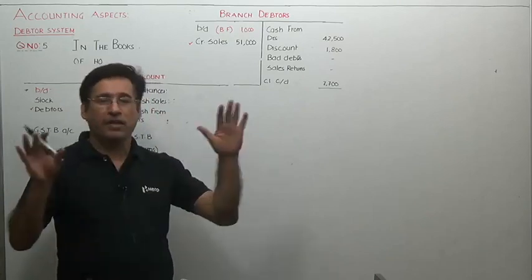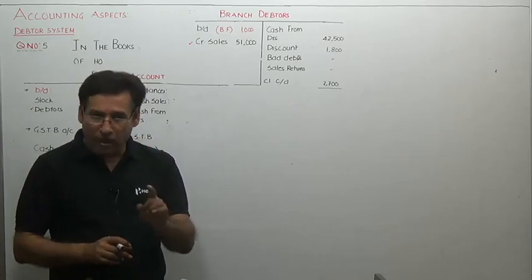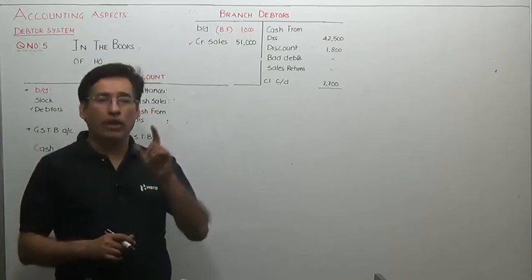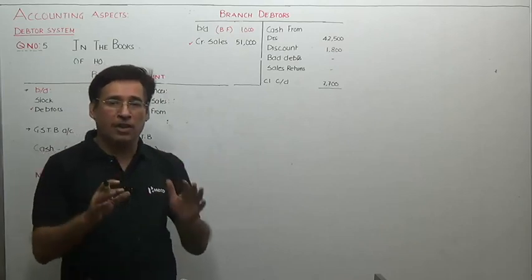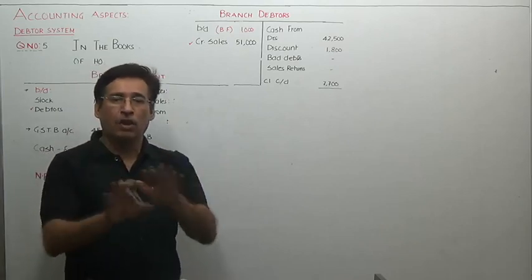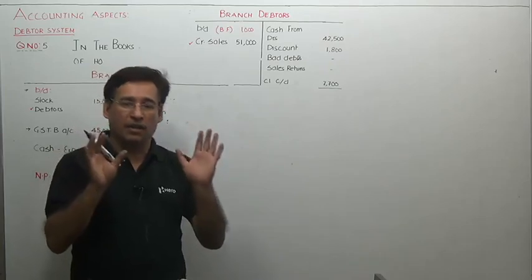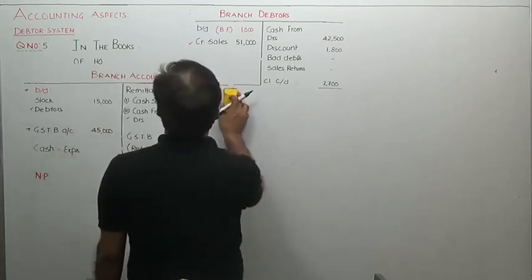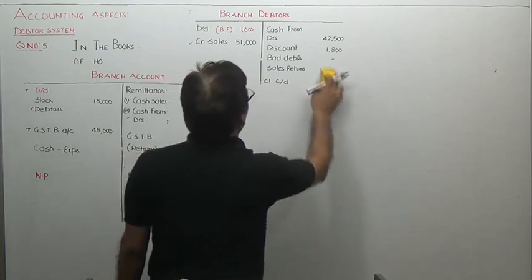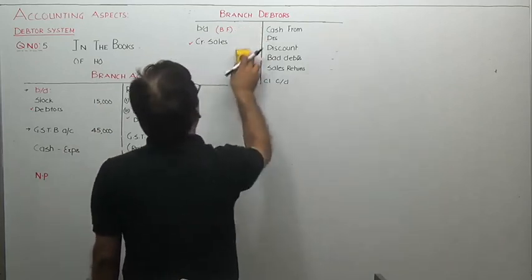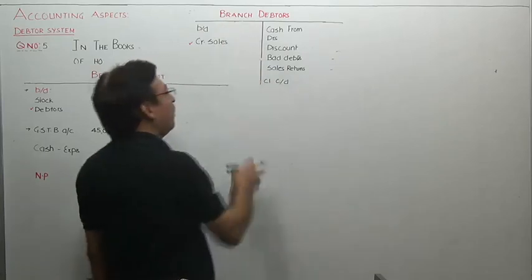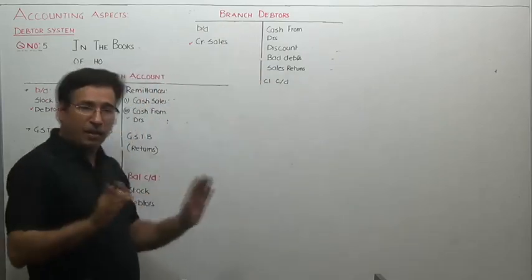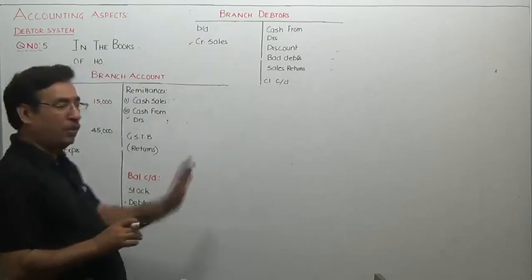There are no credit sales. If opening and closing debtors are not given, always presume that the branch does only cash sales. No credit sales are done. Is it clear? So that is the reason in this particular question I need not prepare a debtors account. In this question, no debtors account is required.